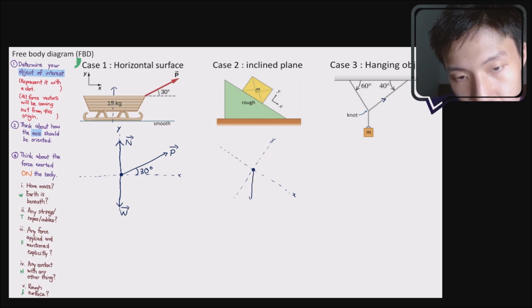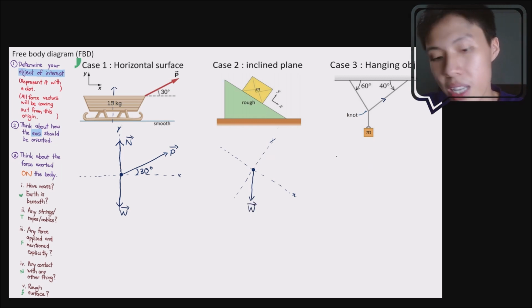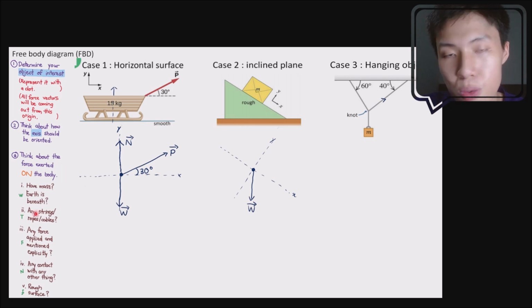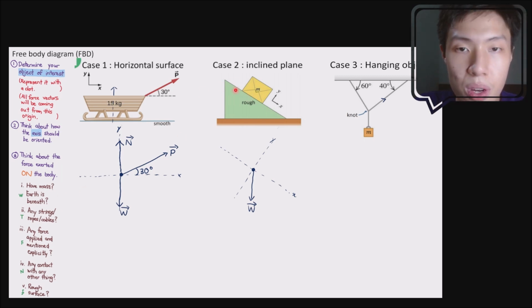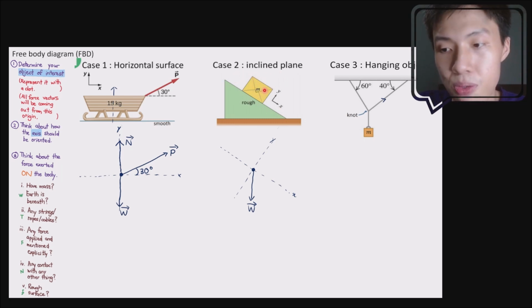Okay, this is the gravitational force exerted by the earth on the parcel. Next question, are there any strings or ropes or cables attached to this parcel? Well, do you see any ropes around the parcel? No, so that means there's no tension being exerted on this parcel over here.